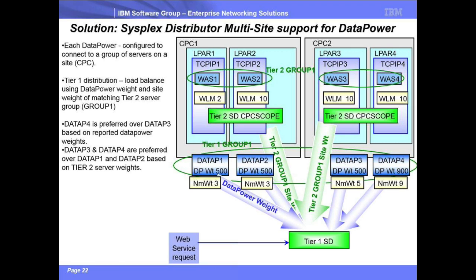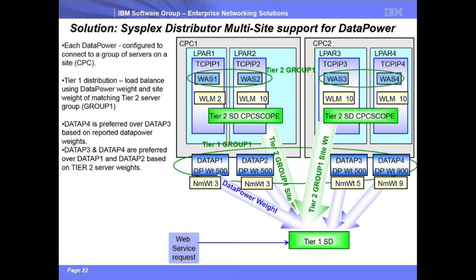So in this example, because target-controlled routing is being used, the Sysplex Distributor is aware that DataPower 3 has a weight of 500 and DataPower 4 has a weight of 900. So between DataPower 3 and DataPower 4, the Tier 1 Sysplex Distributor would prefer DataPower 4 over DataPower 3. However, because we're also getting weight information from the back-end appliances on the same CPCs where these DataPowers reside, the overall weight is being adjusted.